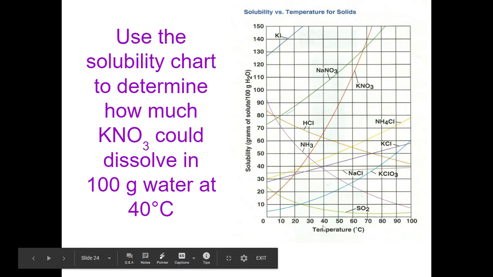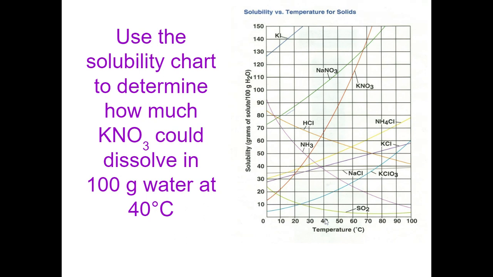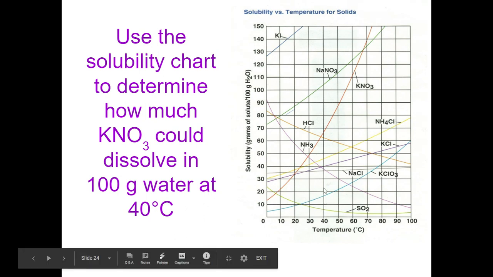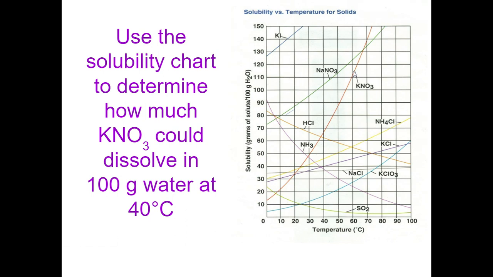So we find 40 degrees Celsius, temperature, on our x-axis, and we go up the line until we find KNO3. KNO3 is this red line here. Where 40 and that red line meet is approximately 67 grams. So 67 grams of KNO3 can dissolve in 100 grams of water at 40 degrees Celsius. That would be the point of saturation.